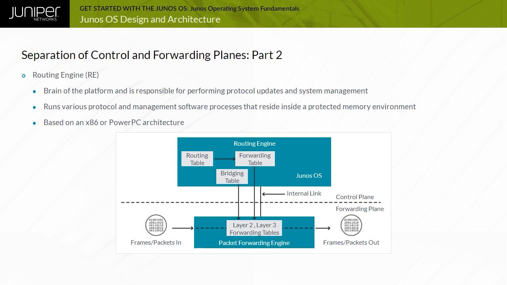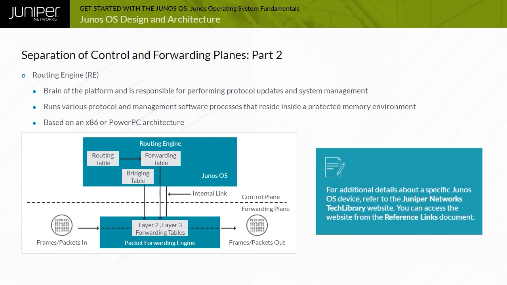Although all Junos OS devices share this common design goal, the actual components that make up the control and forwarding planes vary between the different Junos OS devices. For additional details about a specific Junos OS device, refer to the Juniper Networks Tech Library website. You can access the website from the reference links document.